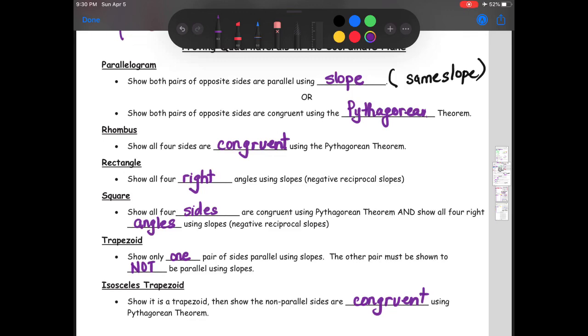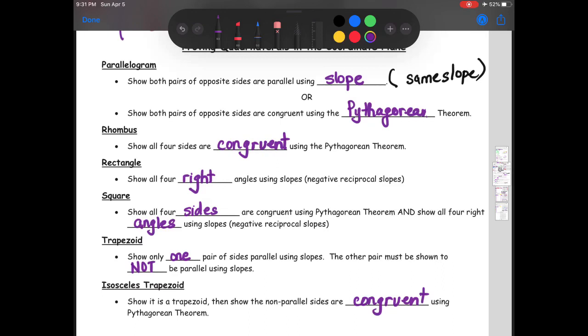Show all rhombus. Rhombus, how do you prove if any shape or any quadrilateral is a rhombus? Show all 4 sides are congruent using the Pythagorean theorem. Rectangle: show all 4 right angles using slope, negative reciprocal slopes. And square: show all 4 sides are congruent using Pythagorean theorem because we're talking about the side lengths, and show all 4 right angles using slopes. Yes, if the slopes are negative reciprocals, we know they are perpendicular, making a 90-degree angle.